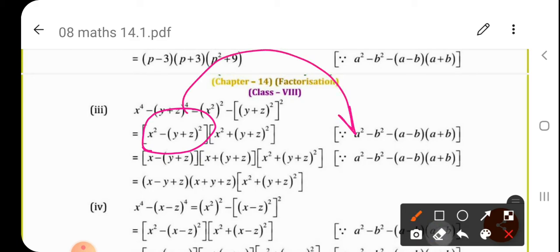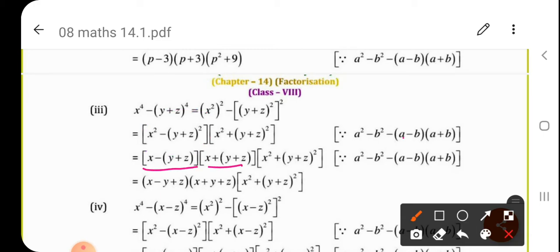It means further you can expand it. So you can write x minus y plus z, x plus y plus z in this form, a minus b, a plus b. This is a as it is because further it's not possible. So this is the answer. Here it should be a minus sign here. Okay.